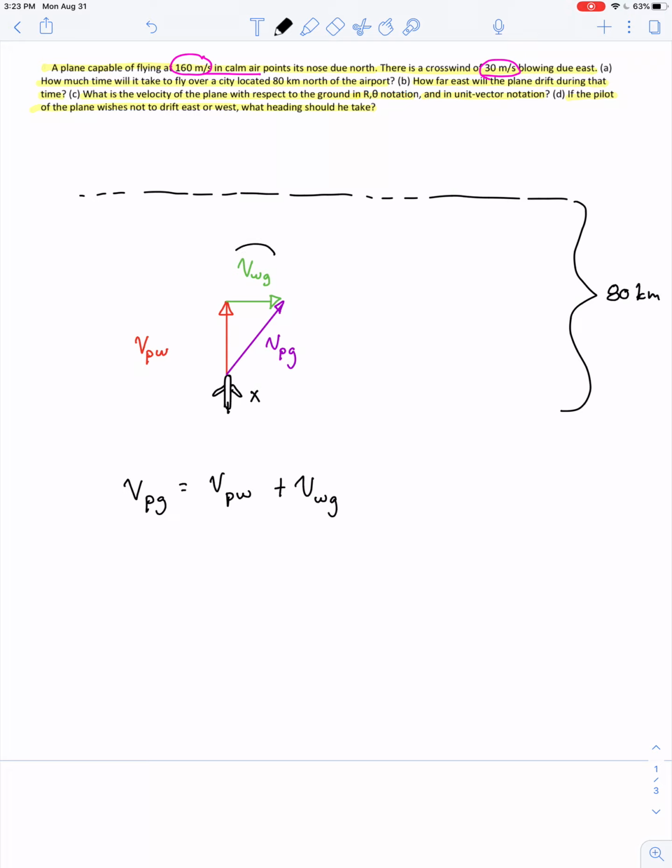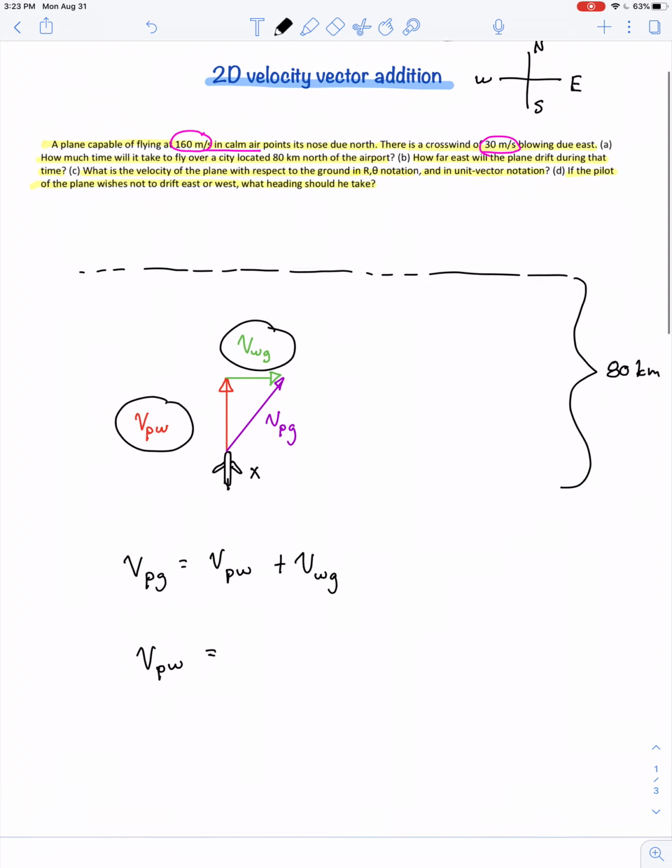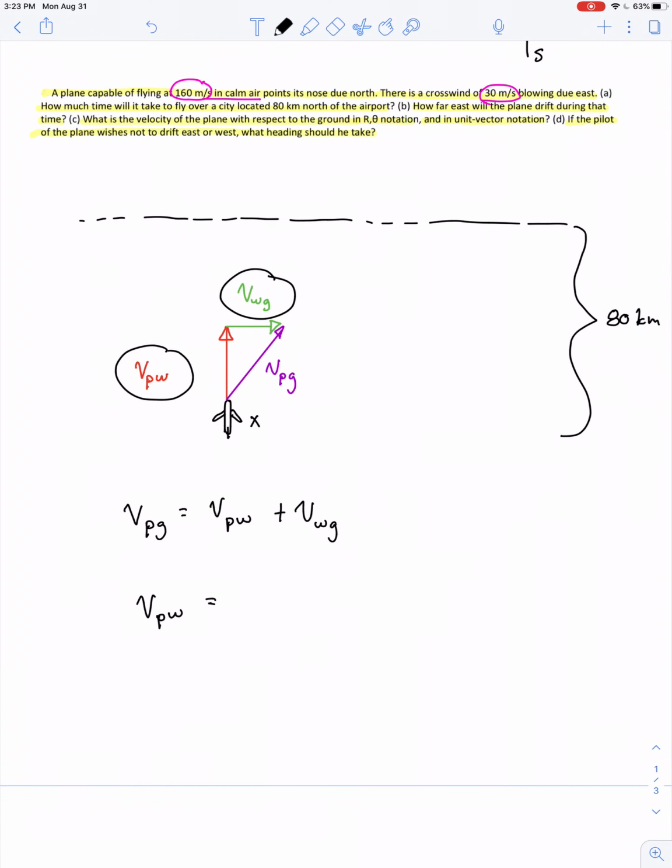When any velocity points directly along the north, south, or east-west axis, then its full magnitude is the component of one of its types of motion, and the other type of motion is zero. I should just show you what I'm talking about here. For example, the velocity of the plane with respect to the wind has zero component along the x-axis, right? It points entirely along the positive y-axis.